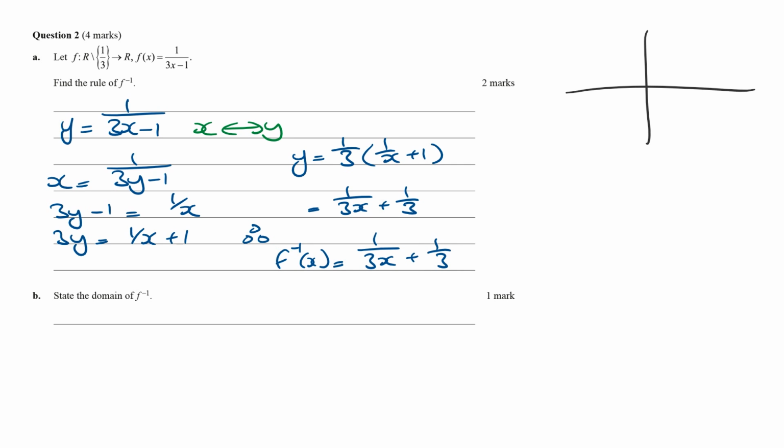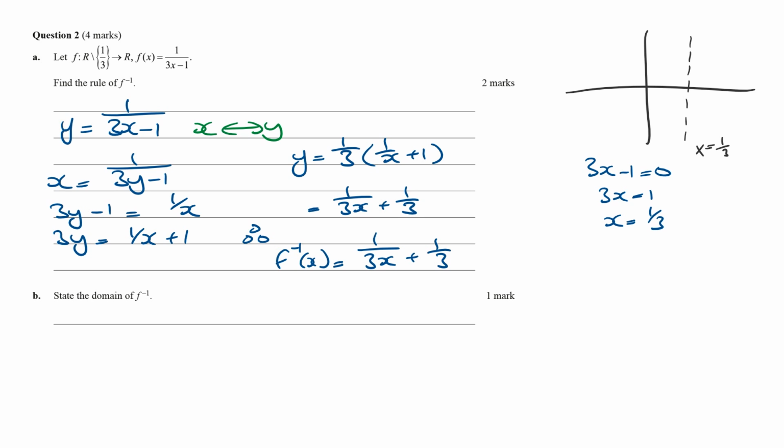The vertical asymptote is found when the denominator is equal to 0. So 3x minus 1 is equal to 0, which means 3x is equal to 1 and x is equal to 1 on 3. And so the asymptote is when x is equal to 1 on 3. The horizontal asymptote is the line y is equal to 0, since there's no constant added or subtracted.